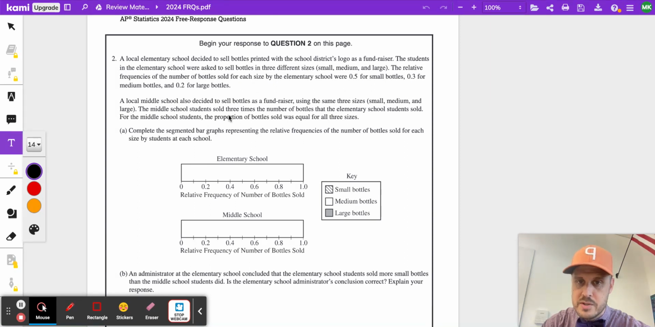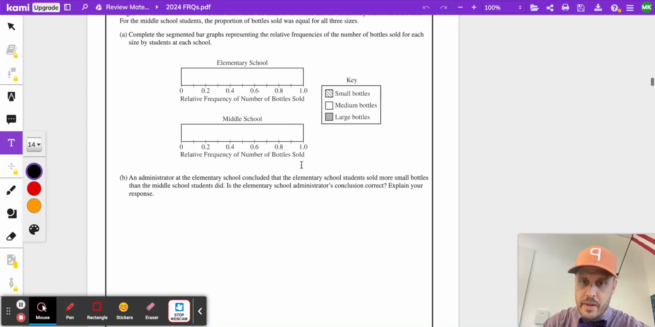A local middle school also decided to sell bottles using the same 3 sizes. The middle school sold 3 times the number of bottles that the other one did, but the proportions were equal for all 3 sizes. So you're going to make the identical stacked bar graph. Okay. Your segmented bar graph should shade 0.5 for the small, and then it should go over to 0.8, and 0.8 for the medium would be white, and then really colored in for the large would be 0.2 on the right there, the last 0.2.